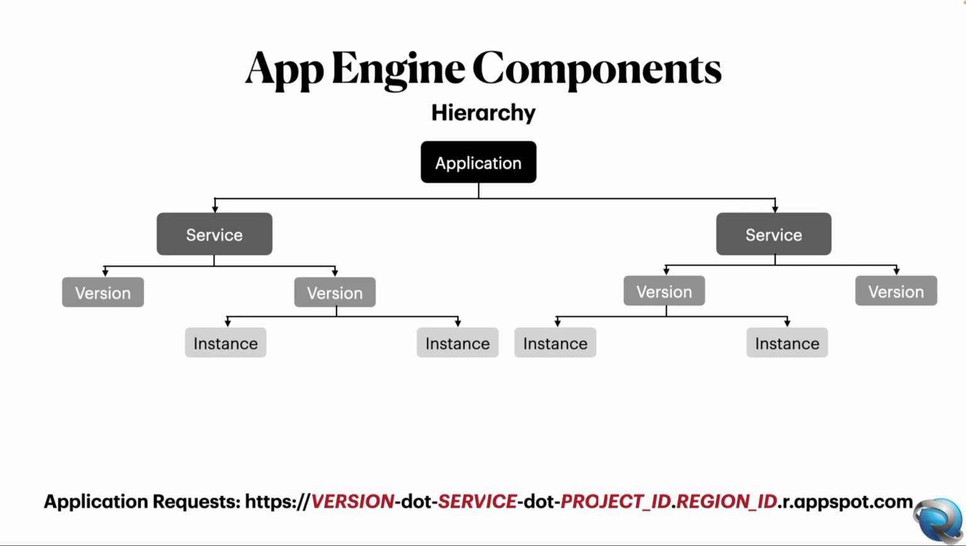If you look at the application request, each of your app services and each of your versions within those services must have a unique name. If you look at this application request, it's a version of that application, the service, which service, the project ID and the region ID. That's how the URL will be available. So you could access your application through this type of URL.